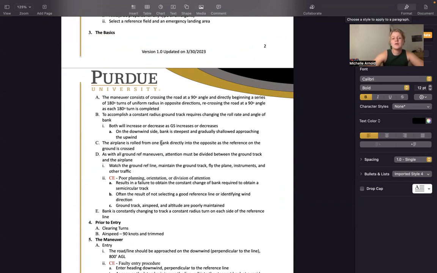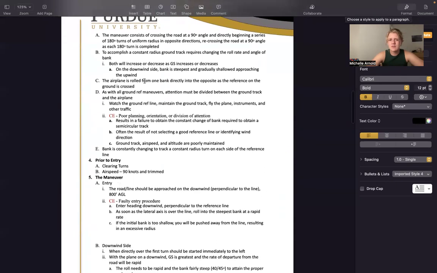All right, so to accomplish the constant radius ground track requires changing the roll rate and angle of bank. Both will increase or decrease as ground speed increases or decreases. So on the downwind side, the bank is going to be the steepest and gradually shallows. And then once you're on the upwind, once you cross your reference line again, the bank is going to be initially shallow and will gradually steepen as you turn.